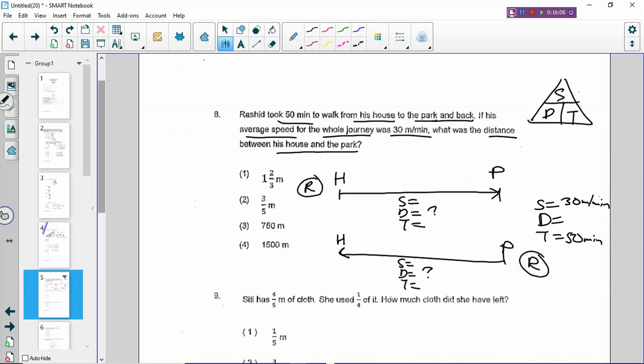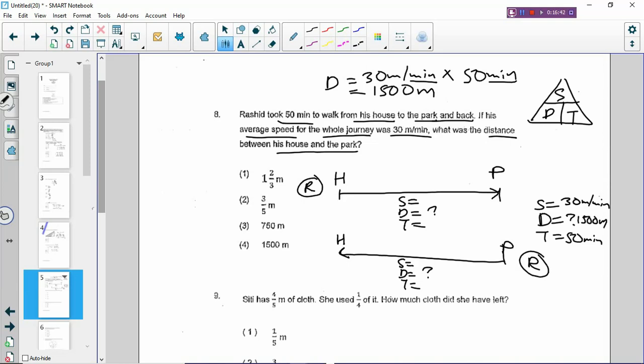So what is the total distance? Can I find the total distance going to the park and coming back? You look at the triangle, distance is equal to speed times time. The speed is 30 meters per minute, and you multiply by time, which is 50 minutes. Now, an important lesson here: before you can multiply or divide, you need to check the units to make sure they are the same. So 30 times 50 will be 1500 meters. So the total distance traveled is 1500 meters.